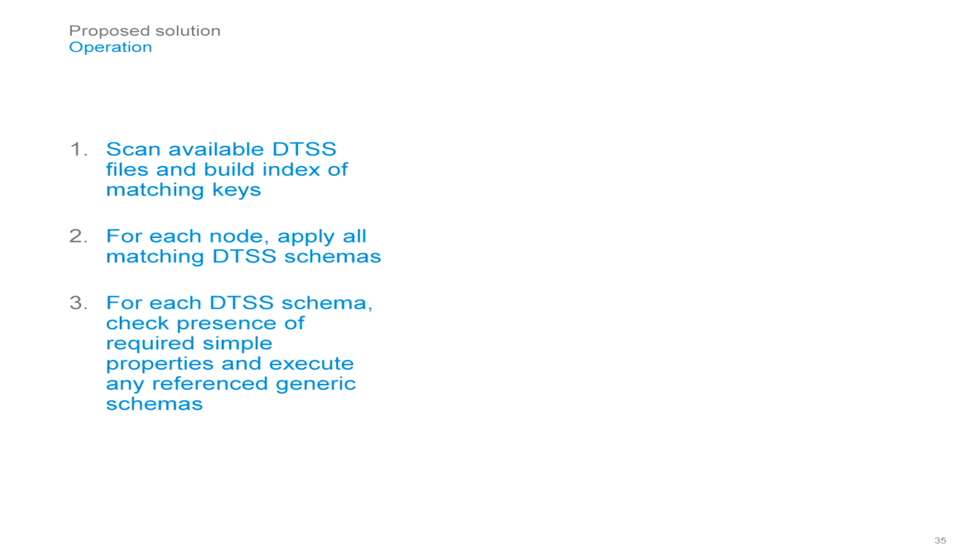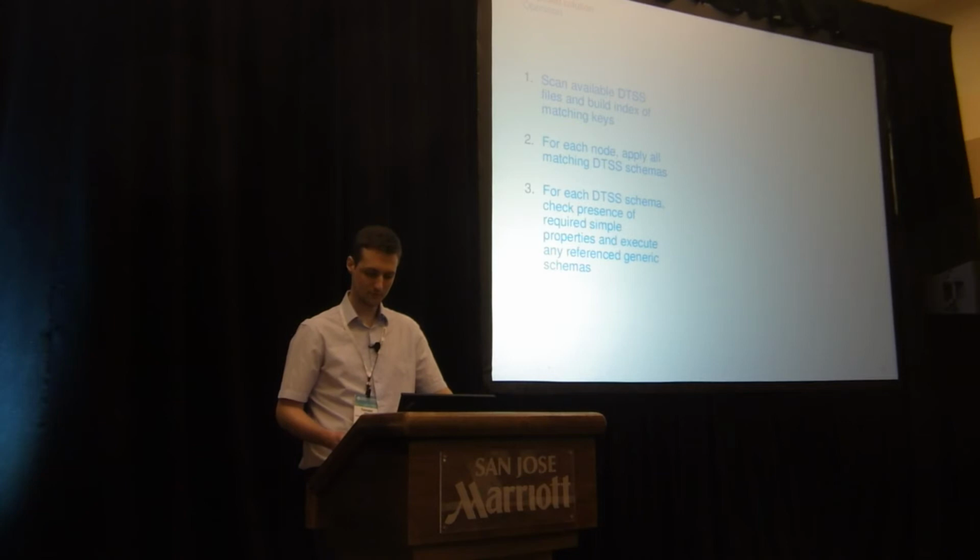that for each matching DTS schema, presence of required simple properties is checked, and necessary C code is executed to validate the generic bindings referenced from this DTSS file. Then the tool issues any error messages or warning messages if any of the conditions are not met. So let's see how it works in practice.